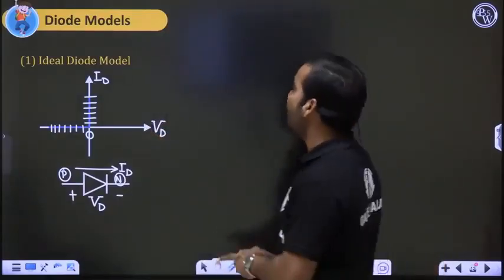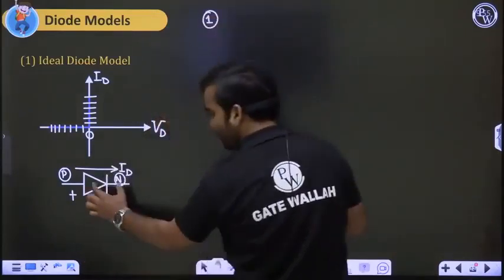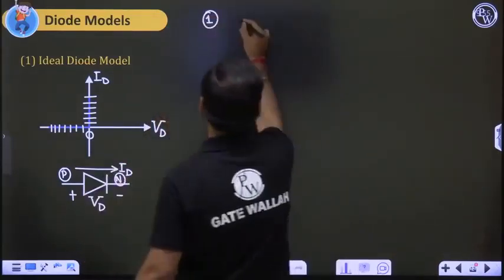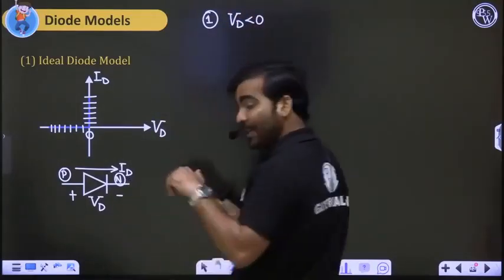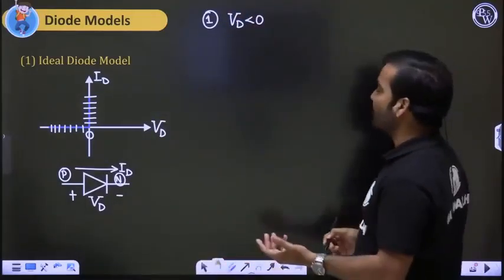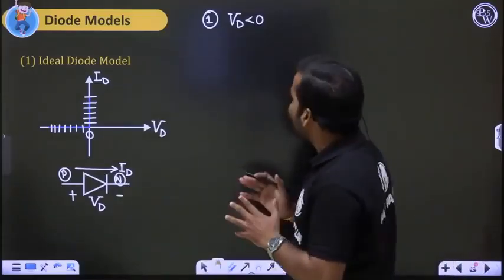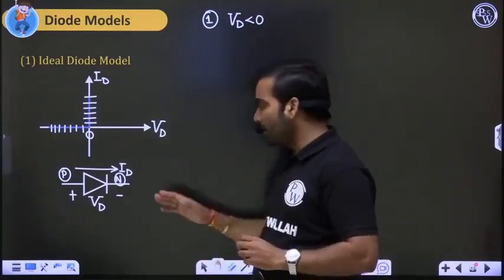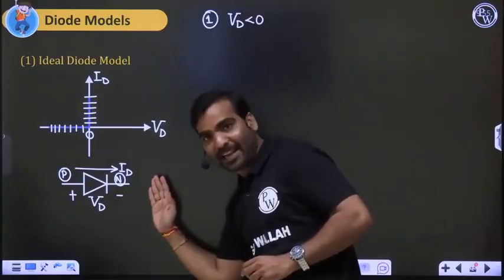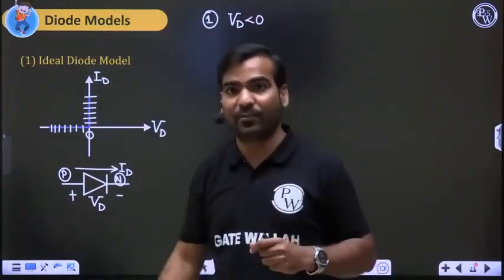So one by one, first is when this voltage VD is less than zero, the ideal diode case. In the ideal diode case, if we are measuring the voltage and that voltage is less than zero, what is the meaning of voltage less than zero? Voltage is positive on the N side and negative on the P side. That is the meaning of VD less than zero, right?